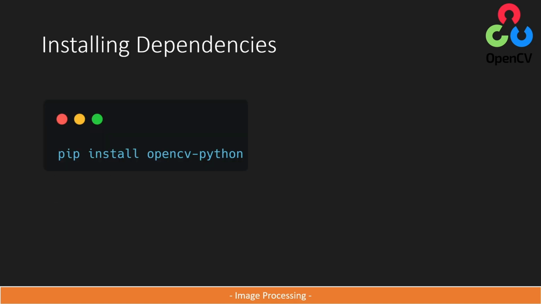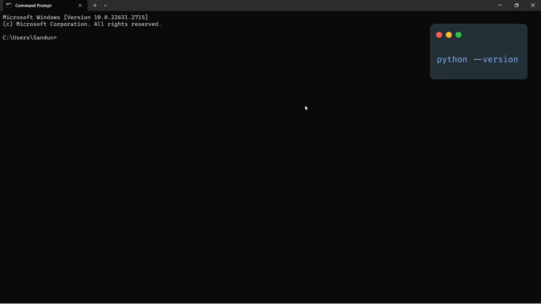Let's install the dependencies to run OpenCV. I assume that you already have Python installed on your system. So, to first check whether Python is installed, run the command python --version. This shows that Python version 3.11.6 is installed in this system.